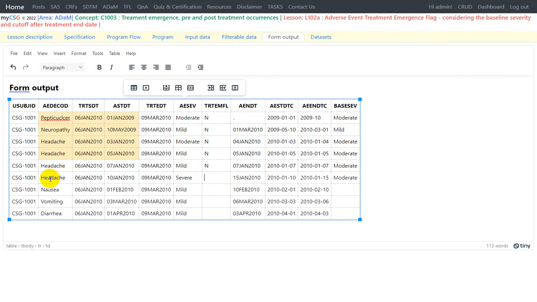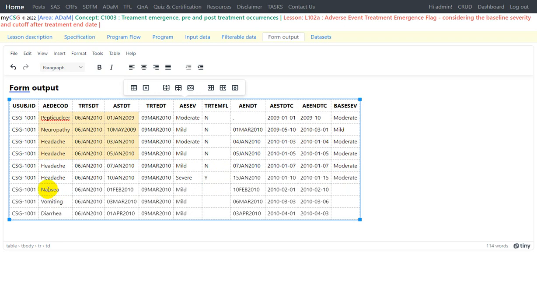So there is another instance of headache on 10th Jan, but this time it is severe, and in the baseline severity we have a value of moderate. So this clearly indicates that the severity increased when compared to the maximum observed baseline severity. So this would qualify for treatment emergence.